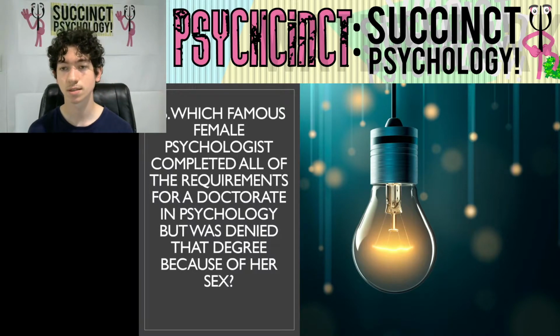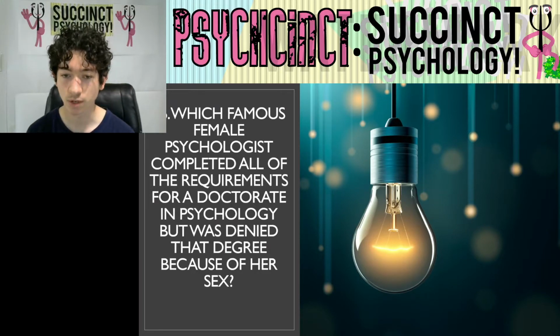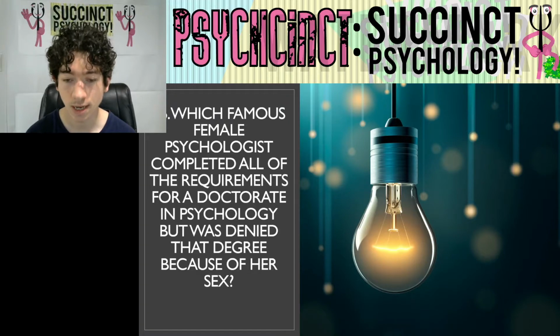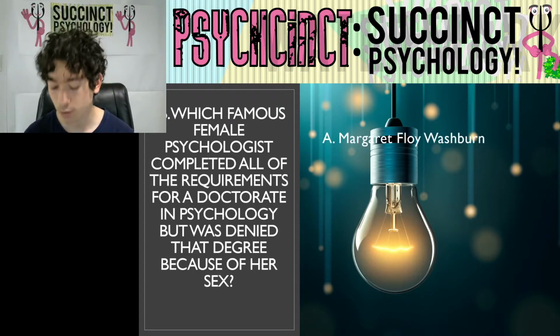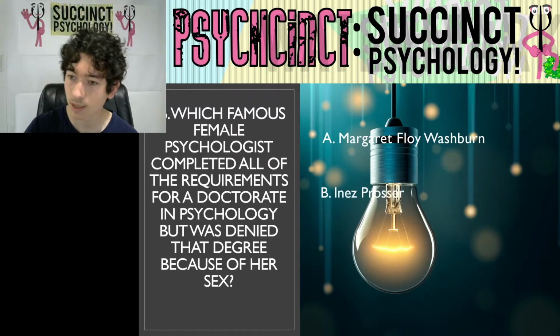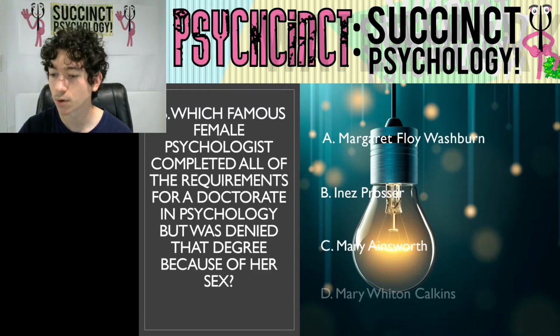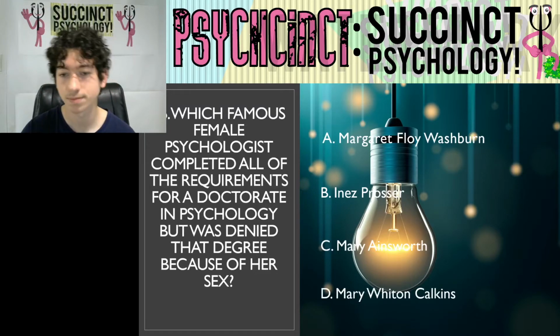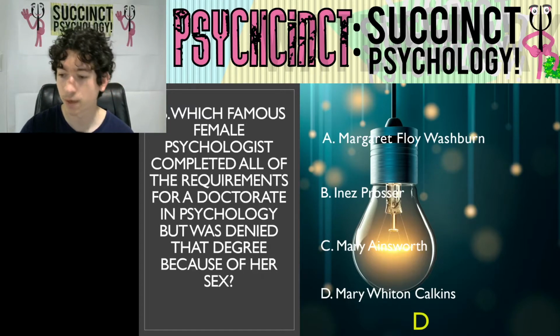On to 26. Which famous female psychologist completed all the requirements for a doctorate in psychology but was denied that degree because of her sex? Was it Margaret Floyd Washburn, Annies Prosser, Mary Ainsworth, or Mary Whitman Calkins? Another history type question. Was in fact Mary Whitman Calkins.